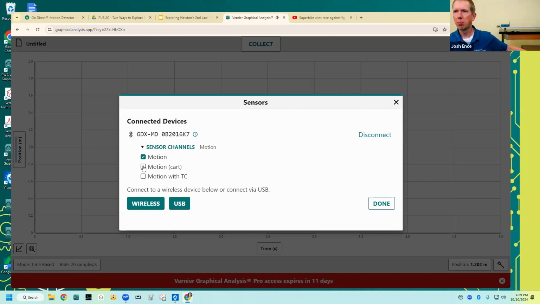This last option is motion with TC, which stands for temperature compensation. So if you were to do an experiment outside someplace where it was noticeably cooler or warmer than room temperature, 20 degrees C, it will actually measure the ambient air temperature and adjust its calculation for the distance that it's traveling, because the speed of sound changes with the temperature. That's not a problem here. So I'm going to choose motion cart, and then I'm going to choose done.